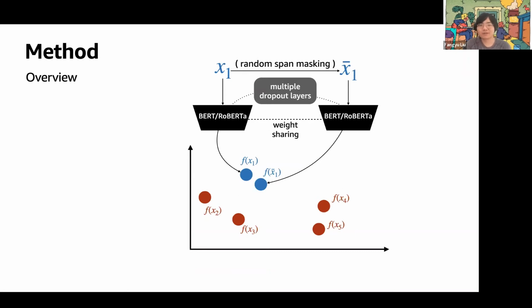But just before, I just wanted to briefly show this high-level architecture again. So given X1, which is probably a sentence, we first apply random span masking.